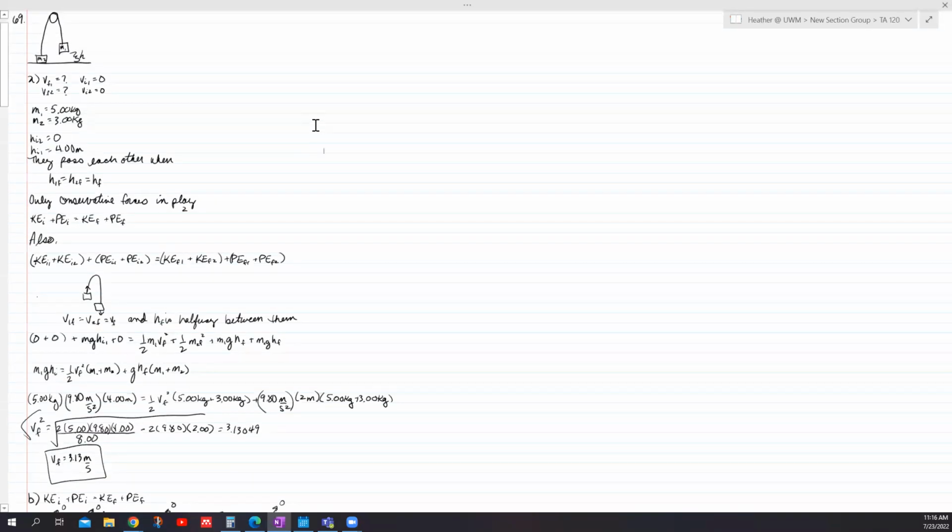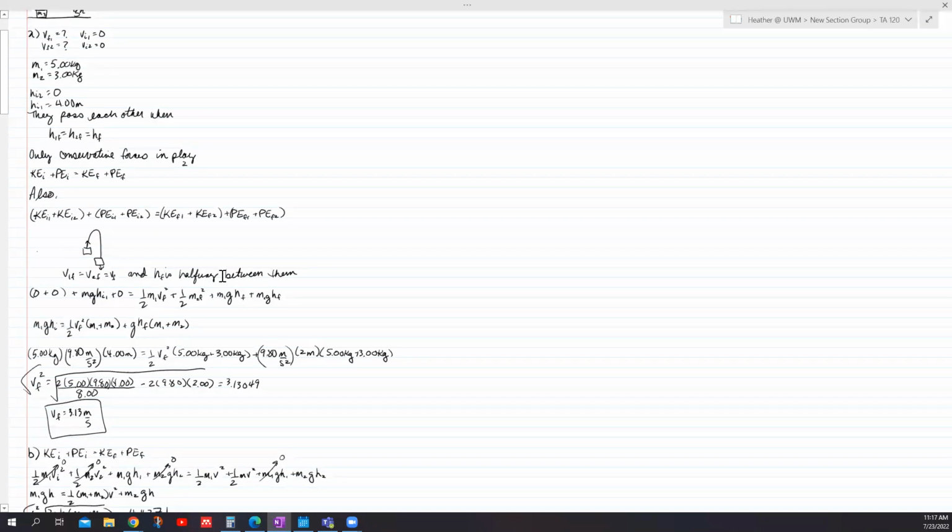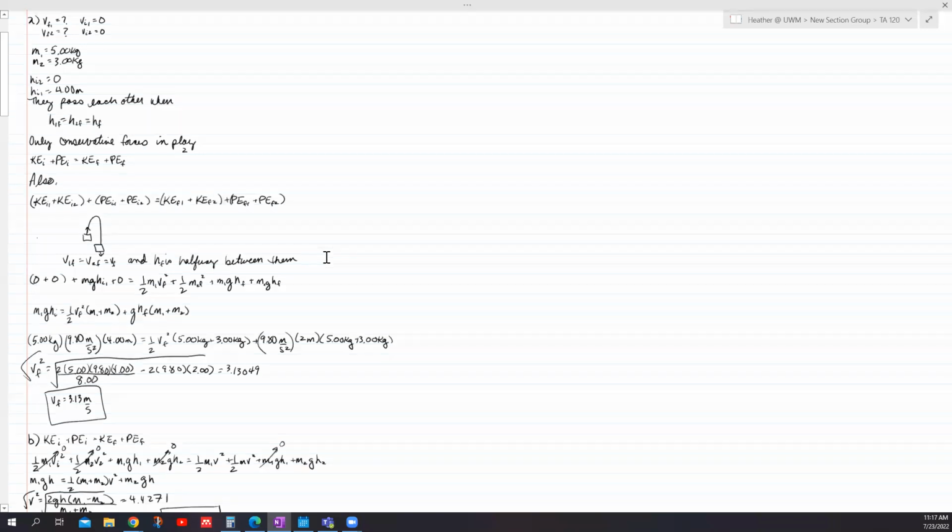So we know that initial energy equals final energy, which again is our KEi plus PEi equals KEf plus PEf. Also, we can turn that into this using this entire system. So KE1 plus KE2 initial plus PE1 plus PE2 initial is going to equal KE1 plus KE2 final plus PE1 plus PE2 final. Velocities are the same. We know that H is halfway between them.